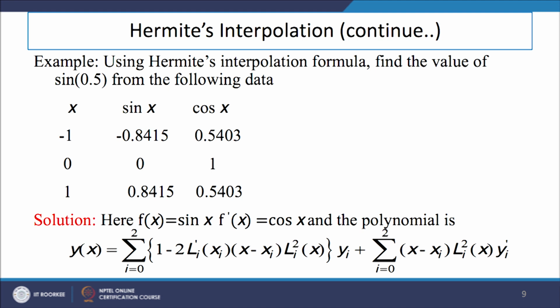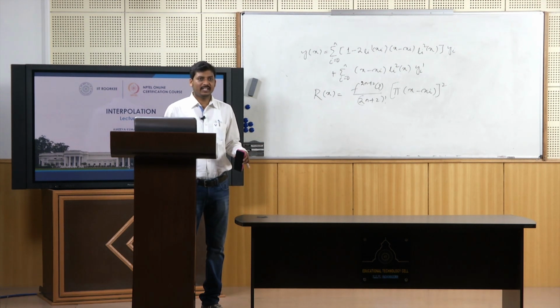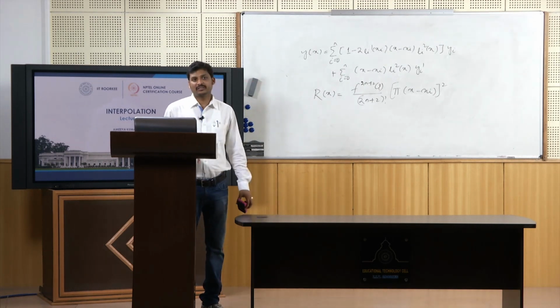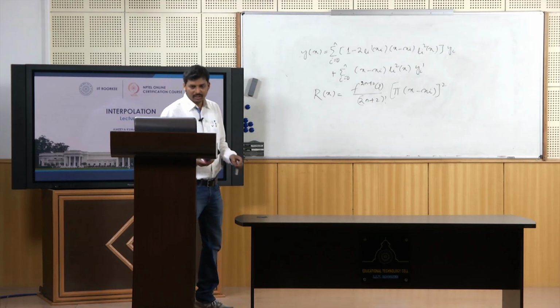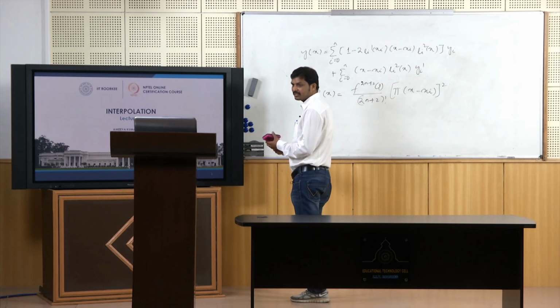So we can just write first L0 of x0, L1 of x1, L2 of x2, then we can find their derivatives, put them into the formula, and obtain the interpolation in that problem.